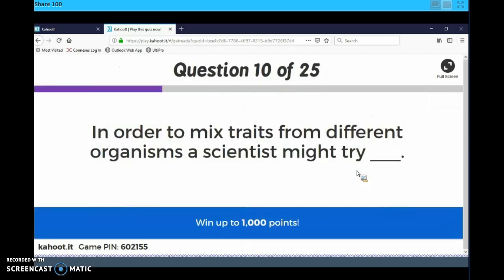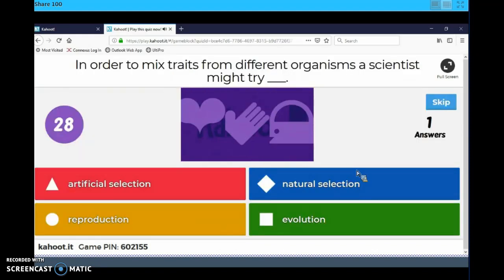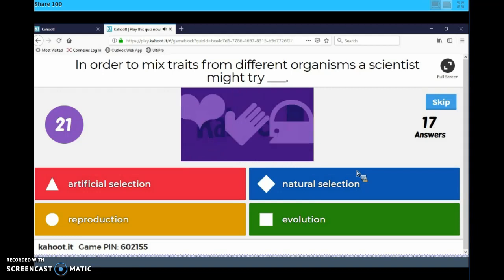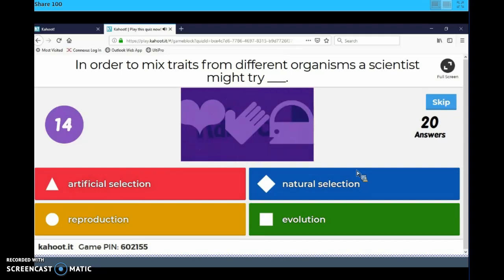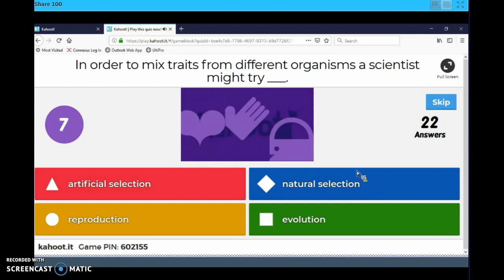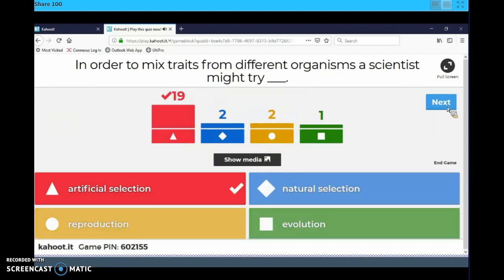All right, in order to mix traits from different organisms, a scientist might try what? All right. The scientist might try artificial selection.